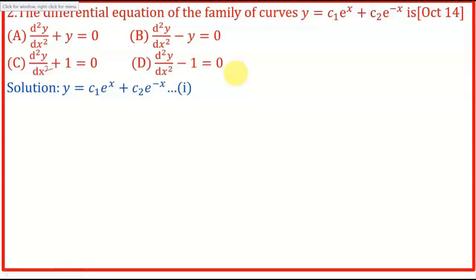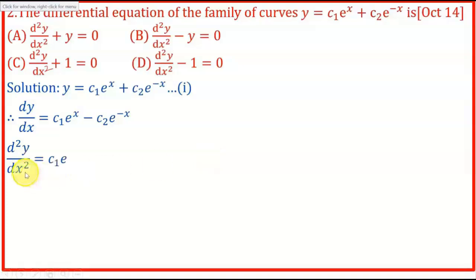Now here there are two arbitrary constants, and hence it is clear that the order of the differential equation is 2. Now here y is equal to c1 e raised to x plus c2 e raised to minus x. Now differentiate this with respect to x. Therefore dy by dx is equal to c1 e raised to x, and the derivative of e raised to minus x is minus e raised to minus x.